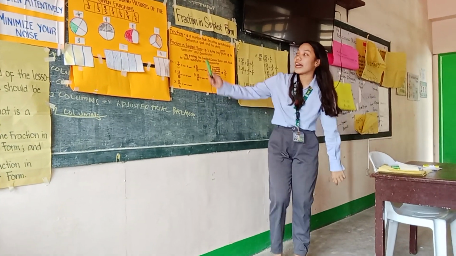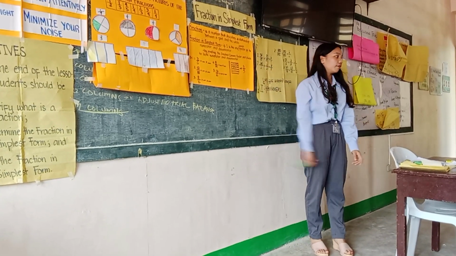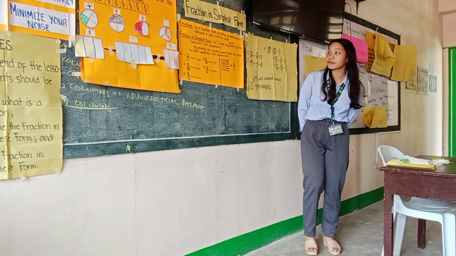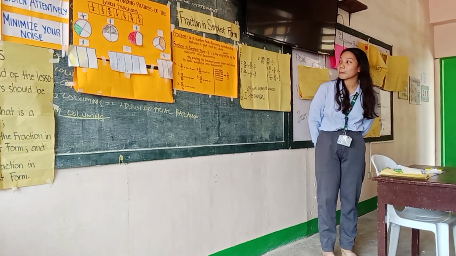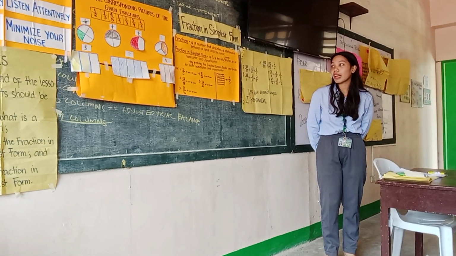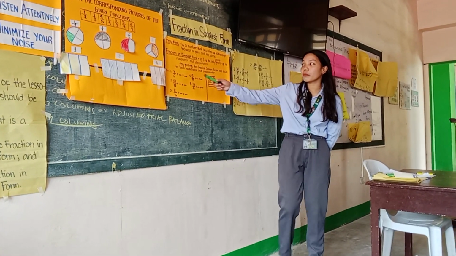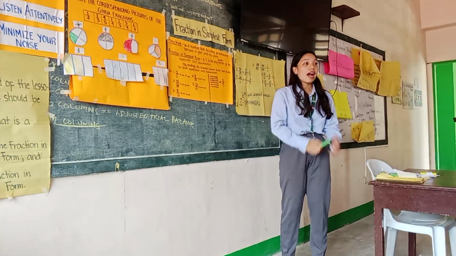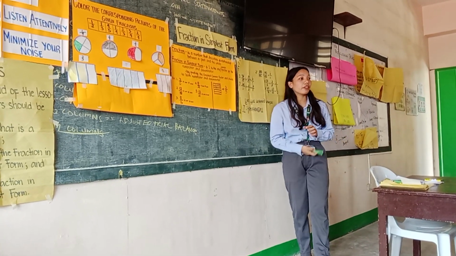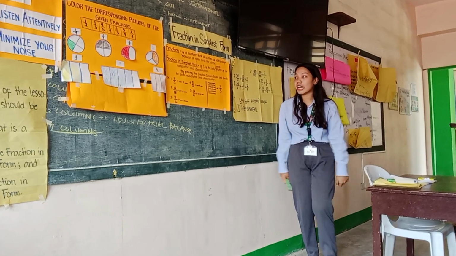Now, how do we know that the fraction is in its simplest form? Who can read? Yes, Ame? Fraction in simplest form: if 1 is the only common factor of the numerator and denominator. So how can we find it? We can find it by using the greatest common factor and dividing both the numerator and denominator by it.